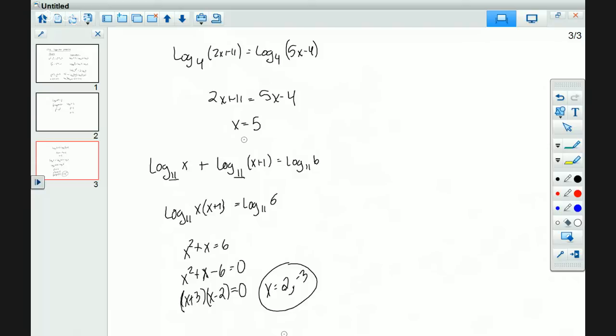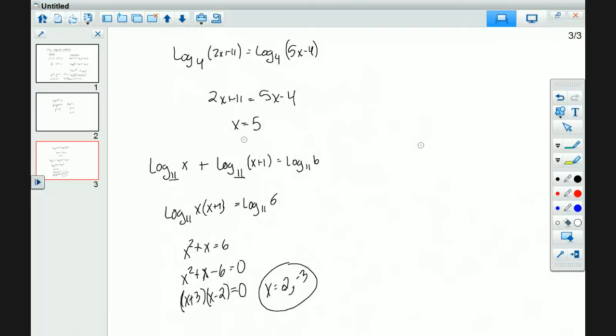Logarithms are undefined for negative numbers. So you know on an exponential, the range is always positive, right? You graph it, it's always in the positives. Well, logs are always in the positive x's for that reason. They're inverses of x and y. So we need to check these x's, see if they actually work.